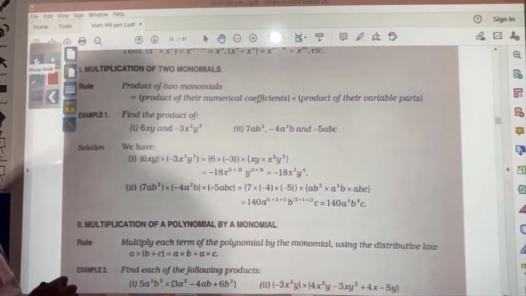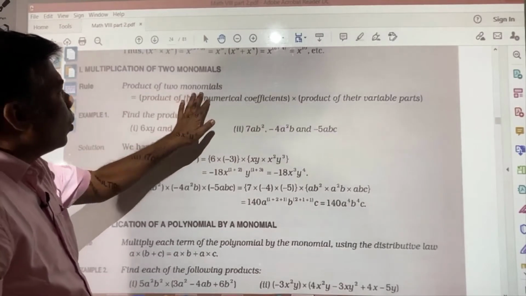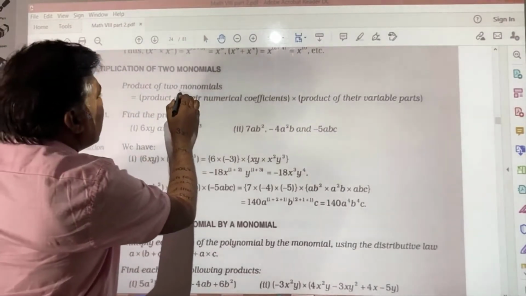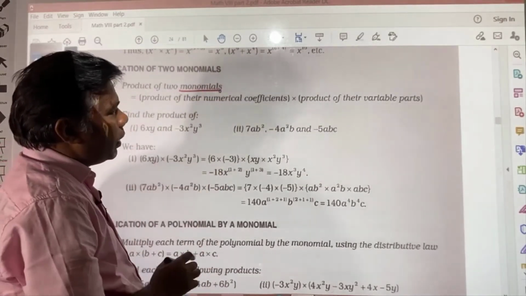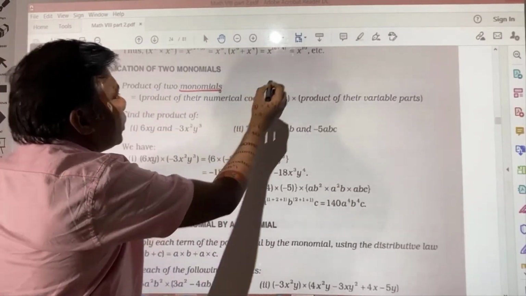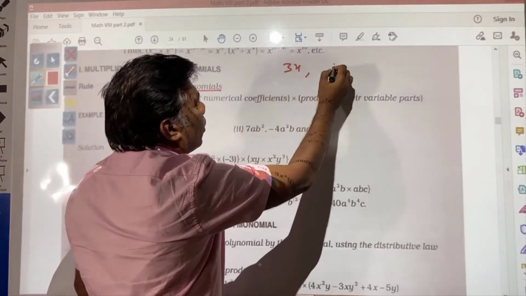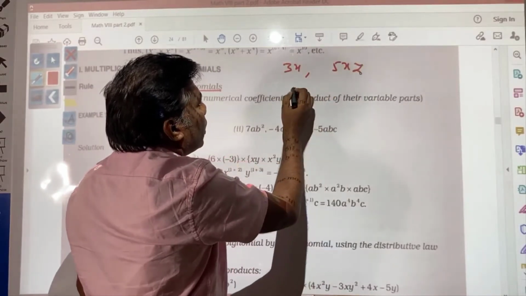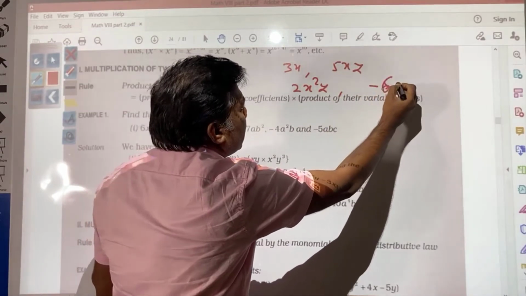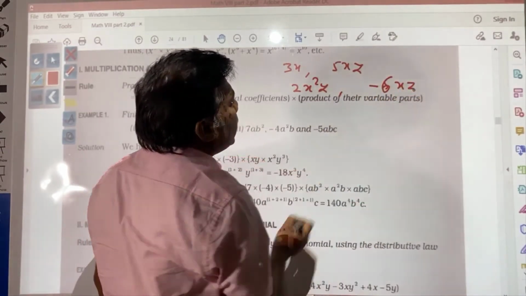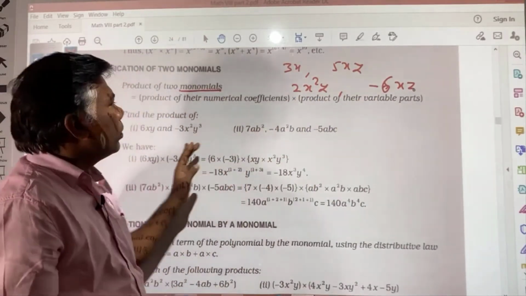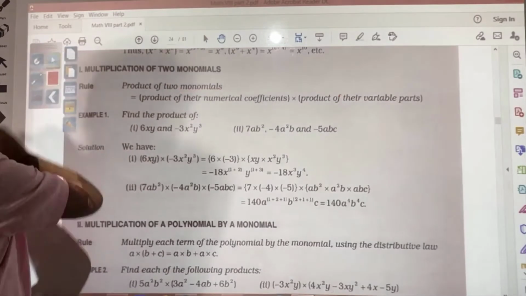Here you see the rule, product of two monomials. So what are monomials? Monomials are algebraic expressions which have only one term. If you have 3x, or 5xy, or 2x square y, or minus 6xz, these are all called monomials, because you have only one term.